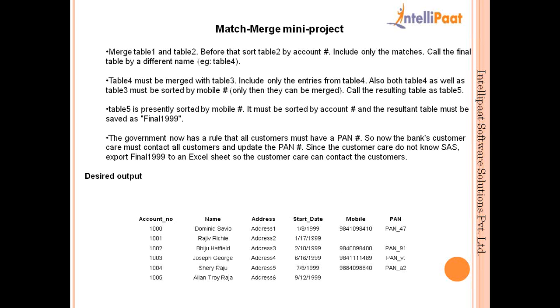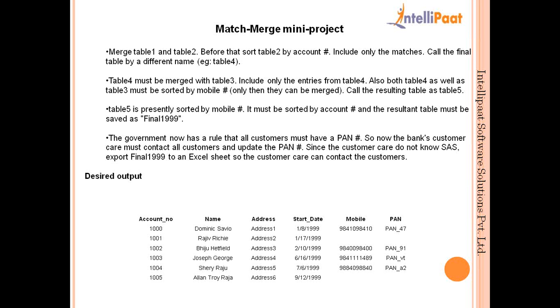Okay, so these are the various steps which you need to follow in order to complete this project, and the desired output would be like this. First of all, you will merge table 1 and table 2, and before merging them, you will sort table 2 by account number, include only matches, right? So it would be IN equal to 1. Then table 4 must be merged with table 3. Include only entries from table 4. Also both table 4 as well as table 3 must be sorted by mobile number.